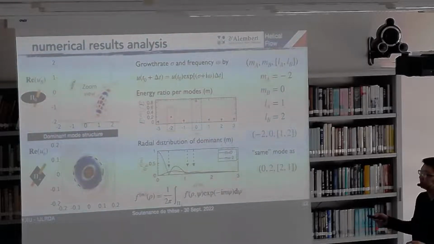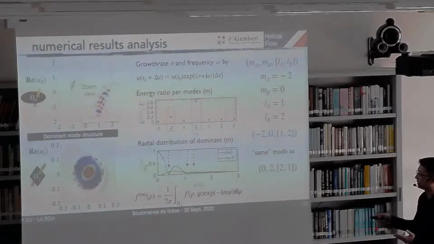It's very complex, so we project it to the P perpendicular plane and we extract its normal modes. You can find here the clear structure of the dominant mode. For this mode, we can decompose it into different modes. You can find in the figure here the energy ratio of each mode, and clearly we find the dominant modes here are m equals -2 and 0.